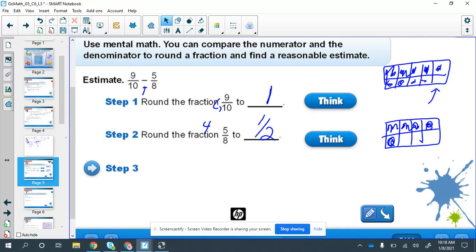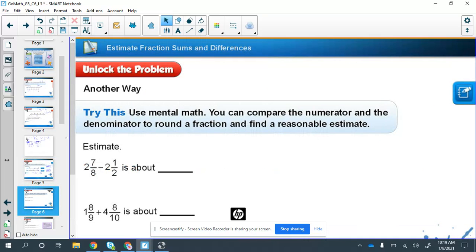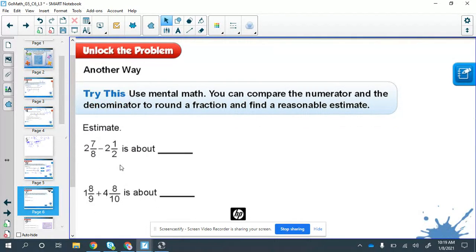So I end up with an estimate, a benchmark of 1 for 9/10 minus 1/2 for 5/8, and 1 minus 1/2 means that I am left with just 1/2. I'm going to apply this to one more type of problem, and then you're going to give it a go on your own. So here we are.